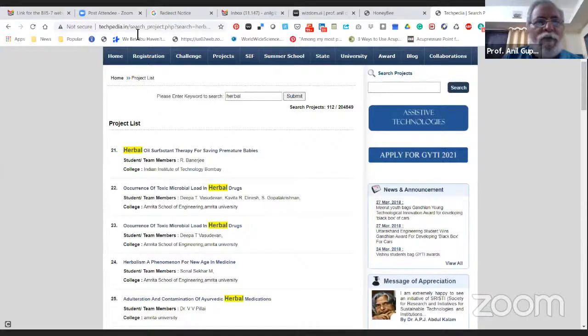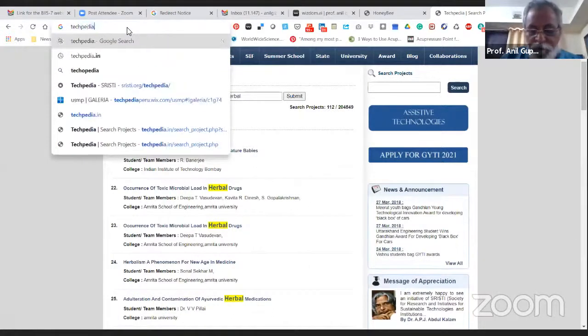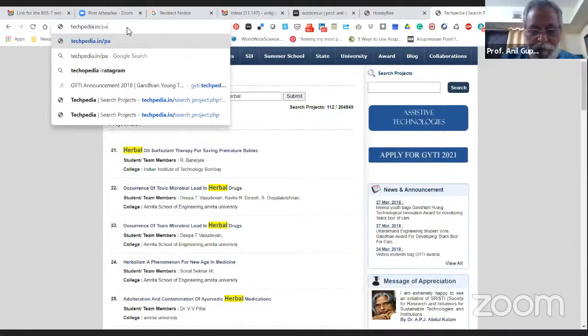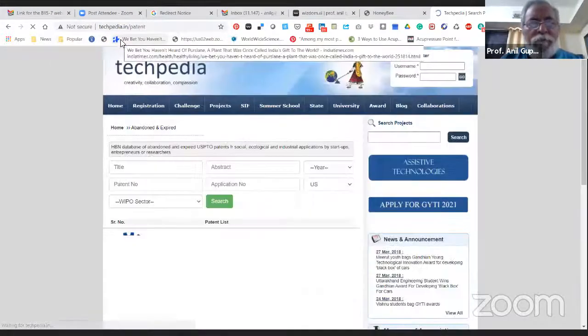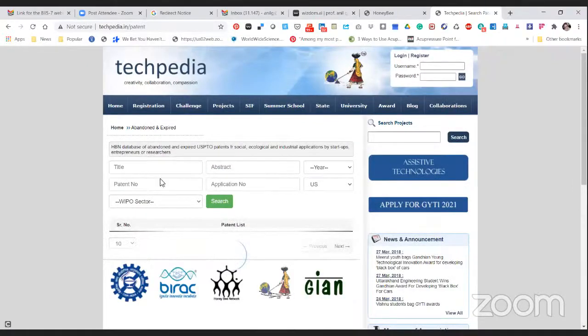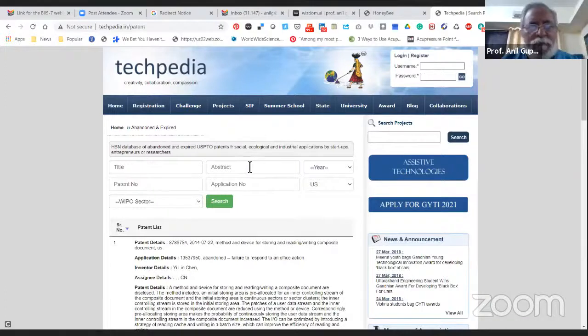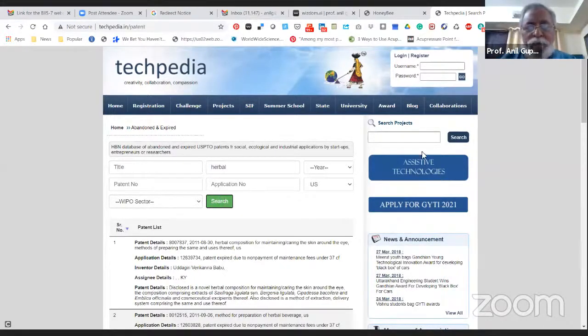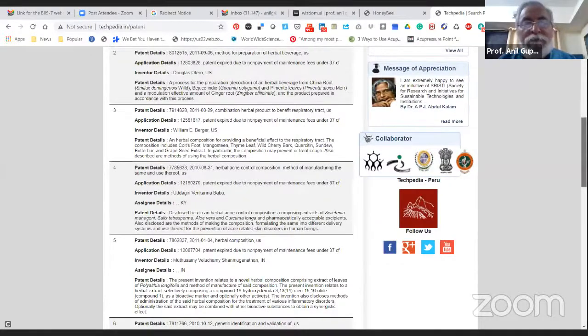Then of course, if I go to techpedia.in/patent and look for that. Are you able to see this? Yes, sir. So I write here, let's say, again, the same word, herbal. Though there are many synonyms which we have to use. Please remember now, so this is a herbal composition for maintaining, caring the skin around the eye. This is a patent filed, it is an abandoned application, so it's no more valid. And all these patents, herbal acne control composition, these are open access now. Anybody can use them. You can use them.